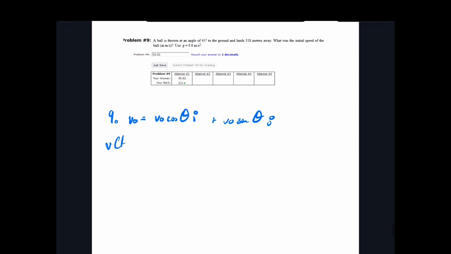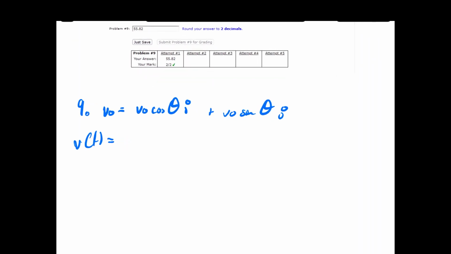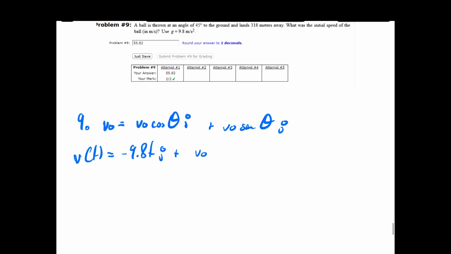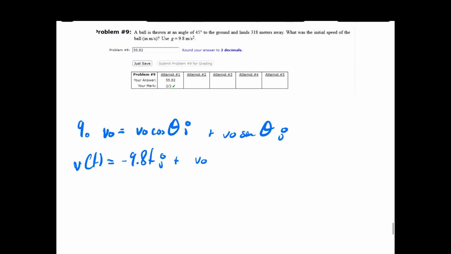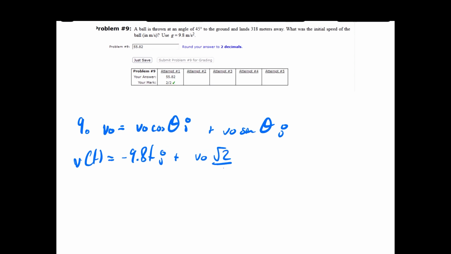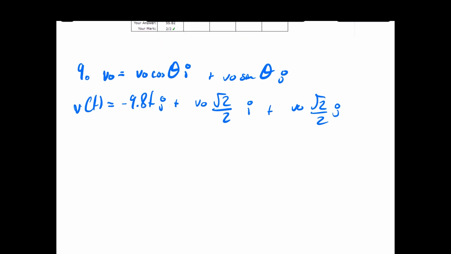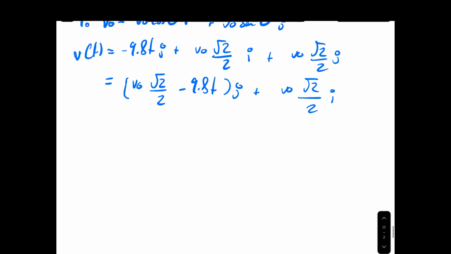And if we go to construct our same v at t with the same format, we get negative 9.8 t j plus v naught. When you evaluate cos theta and sine theta at 45 degrees, you're going to get root 2 over 2. And so we have root 2 over 2 here for the i vector, plus v naught root 2 over 2 for the j vector, right? If we combine these like we did last time, we're going to get v naught root 2 over 2 for the i vector, plus v naught root 2 over 2 minus 9.8 t for the j vector.